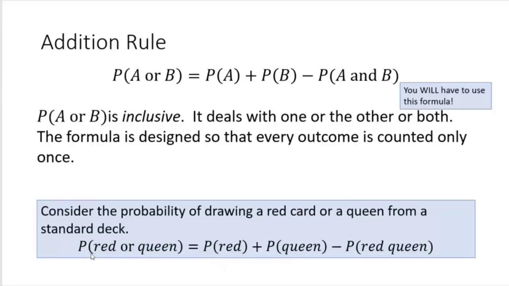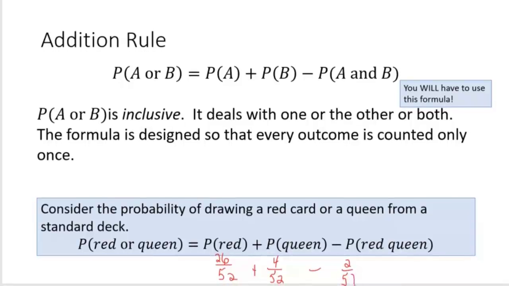So in a deck of cards, if we're interested in getting a red or a queen, we can do the probability of red plus the probability of queen minus the probability we get a red queen. There are half of the cards, or 26 out of the 52 cards, that are red. 4 of the 52 cards are queens. But 2 of the cards in the deck are both red and queen, and so those 2 we have to subtract off, because we counted the red queens over here with the reds, we counted the red queens again with the queens, and so we subtract.